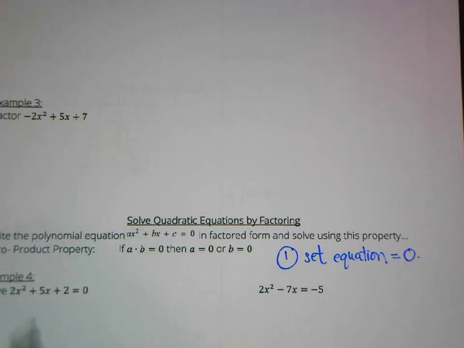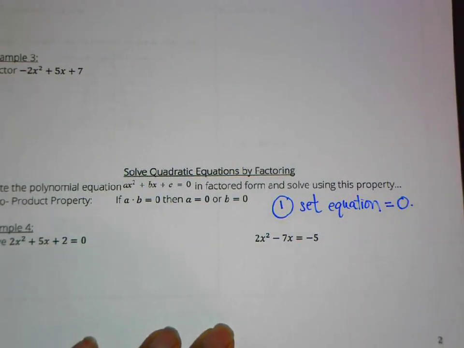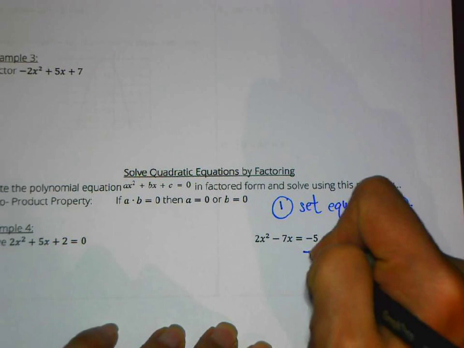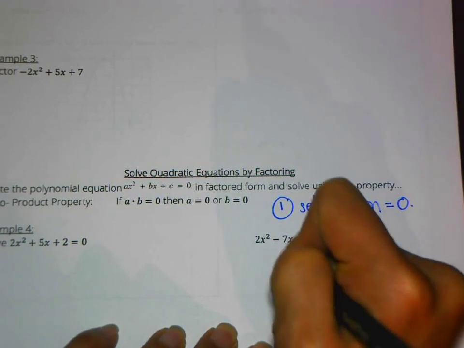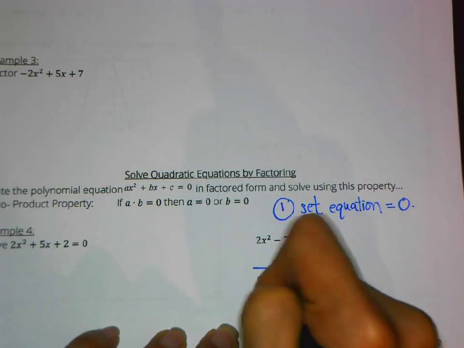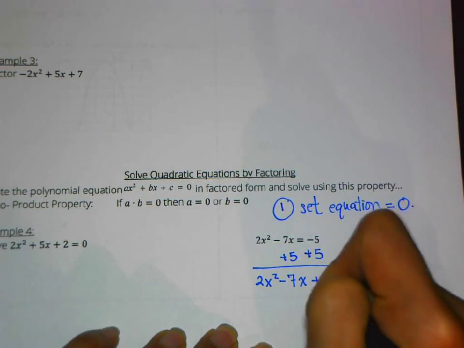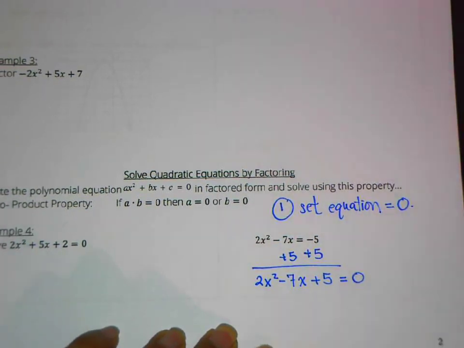So let's take a look at the second example first, before we do some practice on our first example. In this case, you have 2x squared minus 7x equals negative 5. Notice it's not equal to 0, so we need to make it equal to 0. In order to do that, we have to add 5 on both sides. That is going to give me 2x squared minus 7x plus 5. Now it's equal to 0.